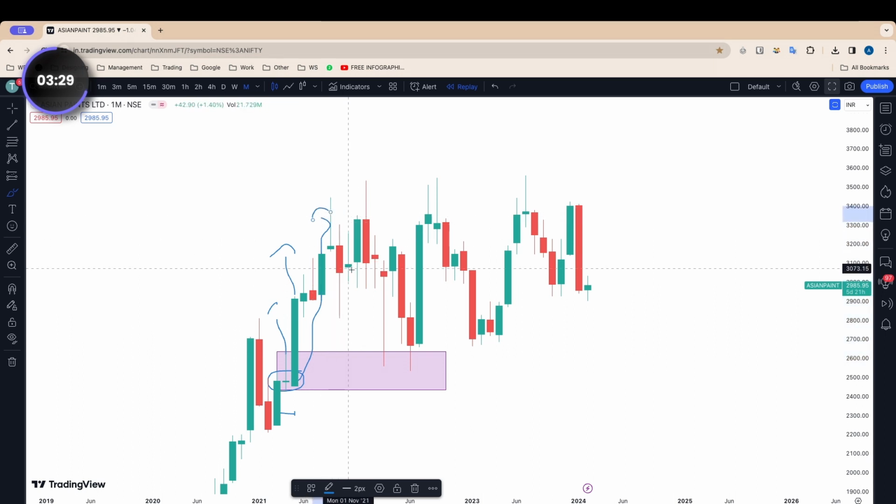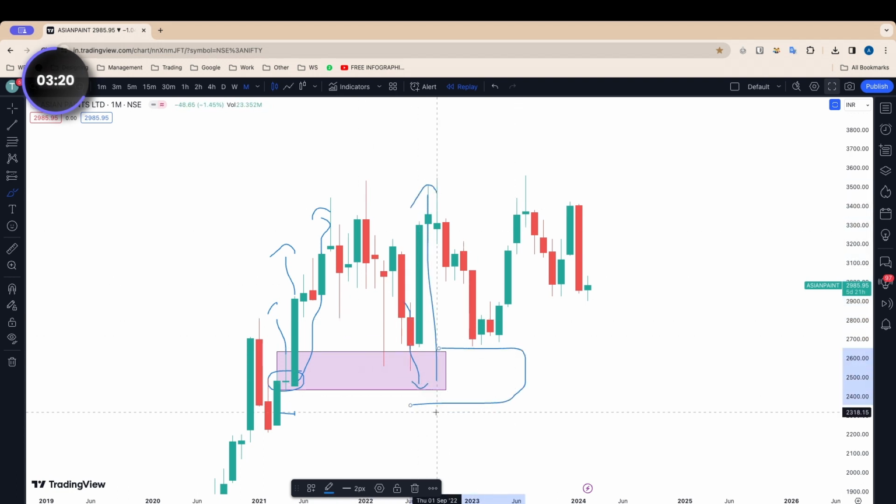And what we can expect is whenever the price is back into this zone, it will move back higher because there are orders here. Huge institutional orders that are present here. So this is pretty much the psychology behind a demand zone and especially a continuation pattern.